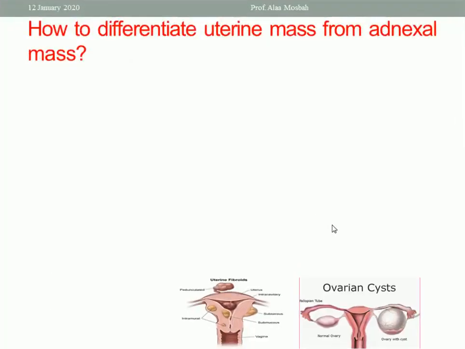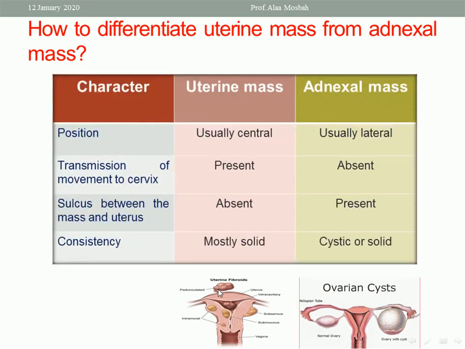So, how do we differentiate uterine mass from adnexal mass? As you see in the picture here, this is an example of uterine mass, which is uterine fibroid: intramural, subserous, pedunculated subserous, intracavitary fibroid, submucous fibroid. So, this is uterine mass. Another picture is an example of ovarian mass. So, this is adnexal mass and this is uterine mass. How to differentiate, we will see in this table.